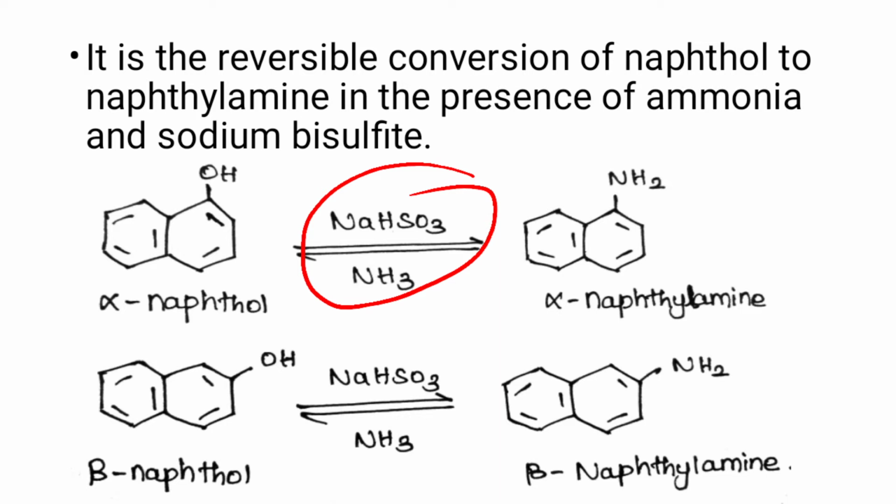See, here is the overview of this Bucherer reaction. The naphthol may be alpha naphthol or beta naphthol. This naphthol is subjected to this reaction condition in the presence of sodium bisulfite and ammonia, which forms the corresponding alpha naphthylamine or beta naphthylamine. Then we will see the mechanism for this reaction step by step.